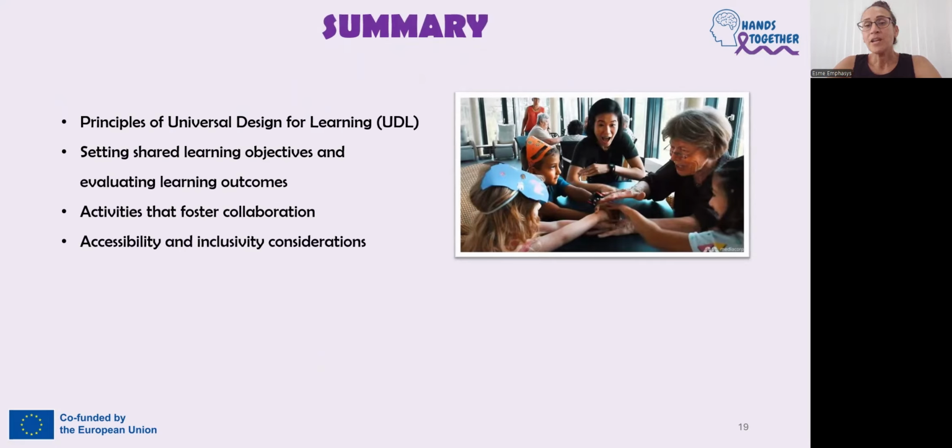So, we are nearly at the end of this webinar. To wrap up, let's revisit a few key points. Universal Design for Learning, or UDL, helps us create inclusive experiences that support learners of all ages. Clear learning objectives ensure that our activities remain purposeful, focused, and accessible. Creative activities like art, storytelling, and technology projects can foster empathy and bring generations together through shared joy. Evaluating outcomes allows us to reflect and continuously improve our approach.